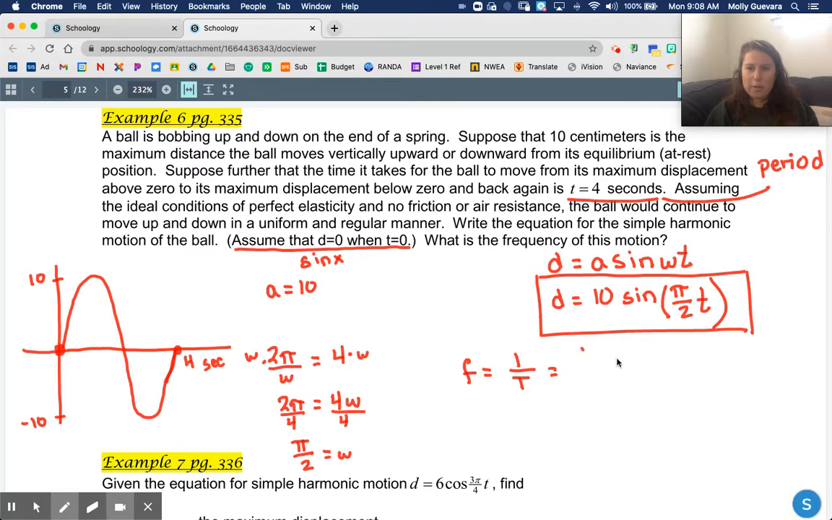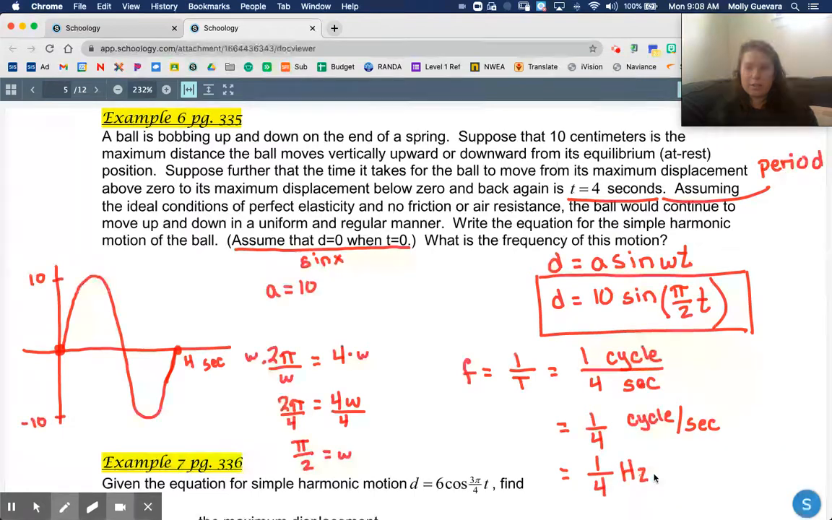So I know that there is 1 cycle in 4 seconds, right? It goes 1 full cycle in 4 seconds. And I want to know how many cycles does it do in 1 second? So I just divide and I get 1/4 cycle per second. It goes 1/4 of a cycle per second, so the frequency is 1/4, and then we use hertz.